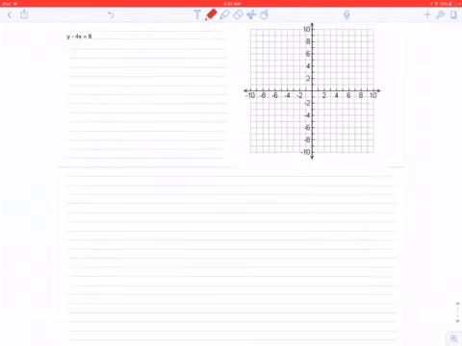This next equation, y minus 4x equals 8. If I want to graph that using the point plotting method, I need to solve it for y. So I'll add 4x to both sides. I get y equals 4x plus 8.